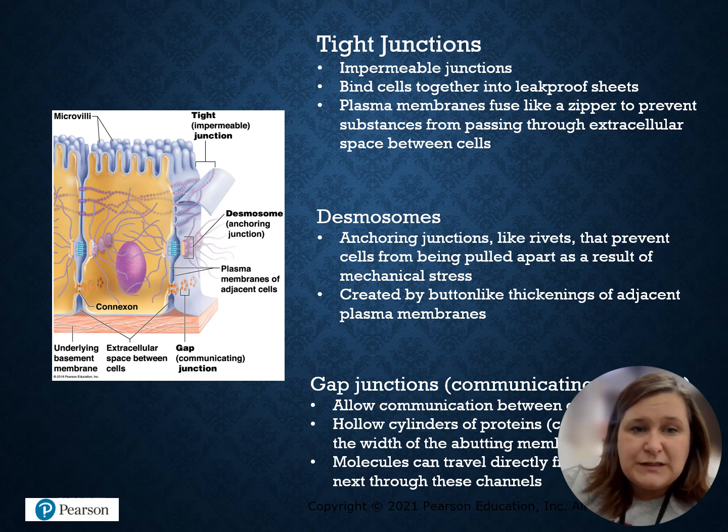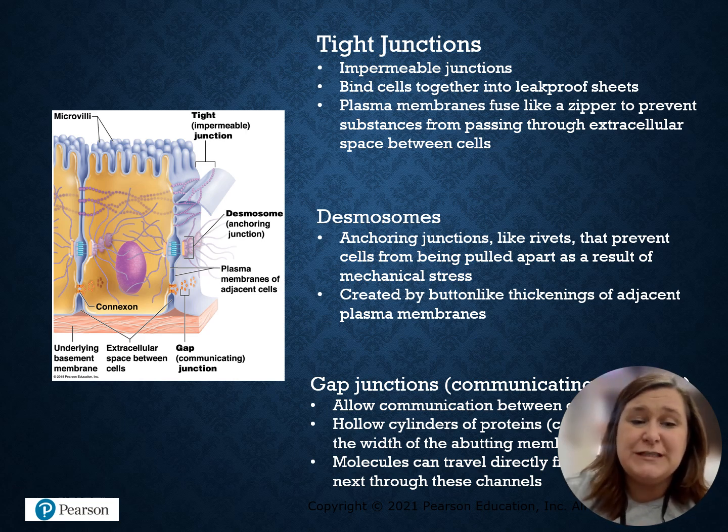So this is an example of a tight junction. We also have desmosomes, and we call these anchoring junctions. These are going to act like rivets that are going to prevent cells from being pulled apart as the result of mechanical stress. So it is literally going to be like a button and buttonhole type situation.